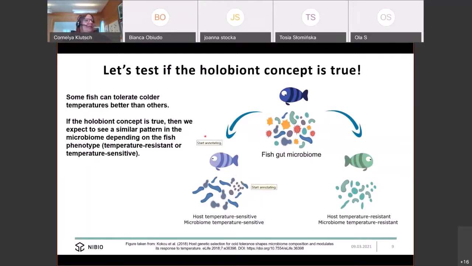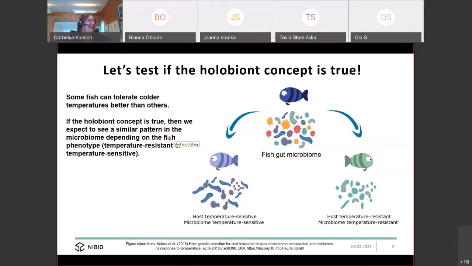And one group tested specific fish species, and they grew different specimens in colder temperatures and in warmer temperatures. What they wanted to know is if this is true, that the Holobiont concept exists. So you have this dependency between host genome and microbiome and their genes. Then we would expect to see a difference in the composition. So which species are, for example, associated with these two different groups.